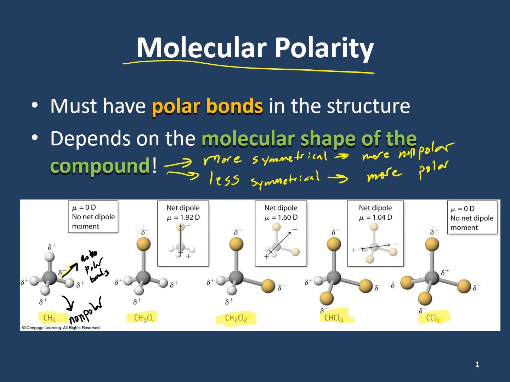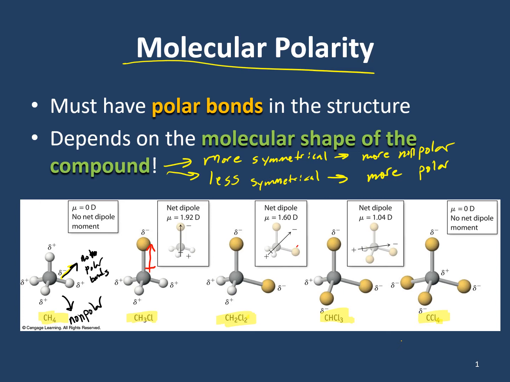Now, as soon as we replace a hydrogen with a Cl, we do absolutely have a polar covalent bond between the carbon and the chlorine. Because chlorine is so electronegative, it's going to start pulling electrons towards itself. This is going to cause a net dipole moment, which is an uneven distribution of electrons across the molecule. And it's a permanent one. It stays there because of chlorine's high electronegativity.